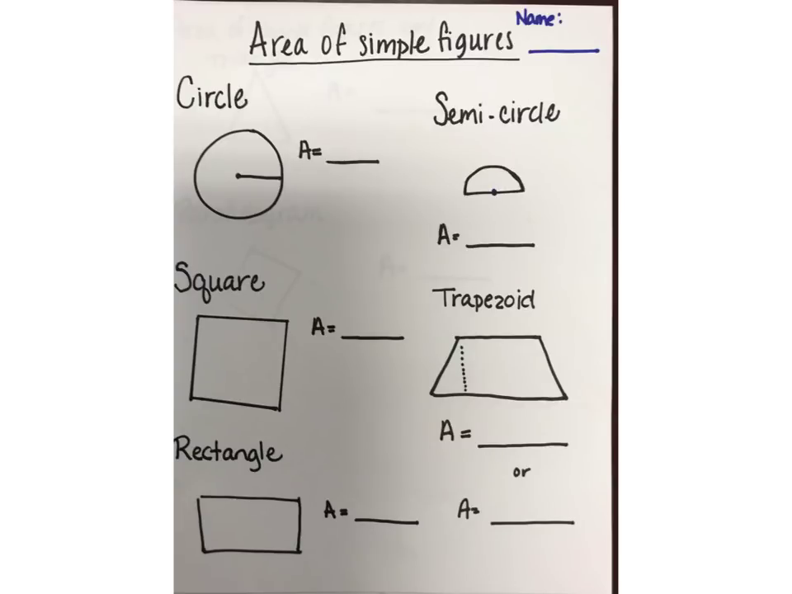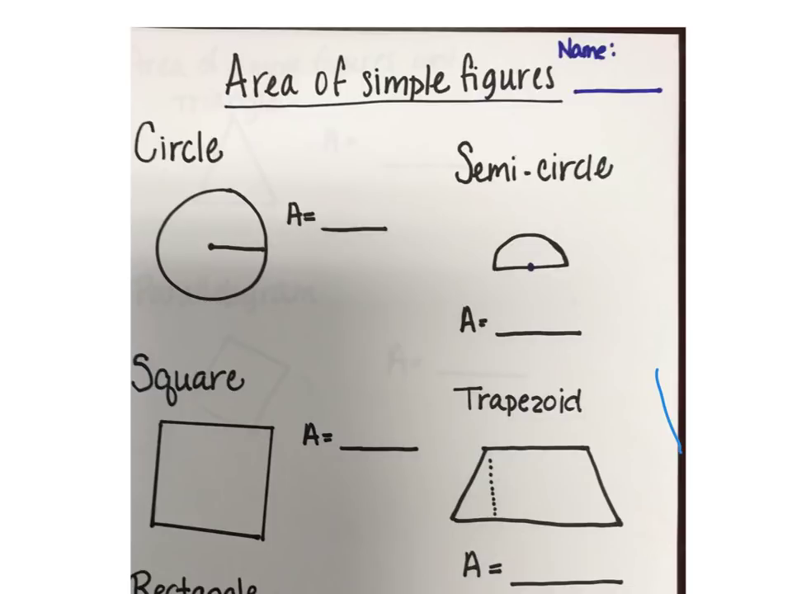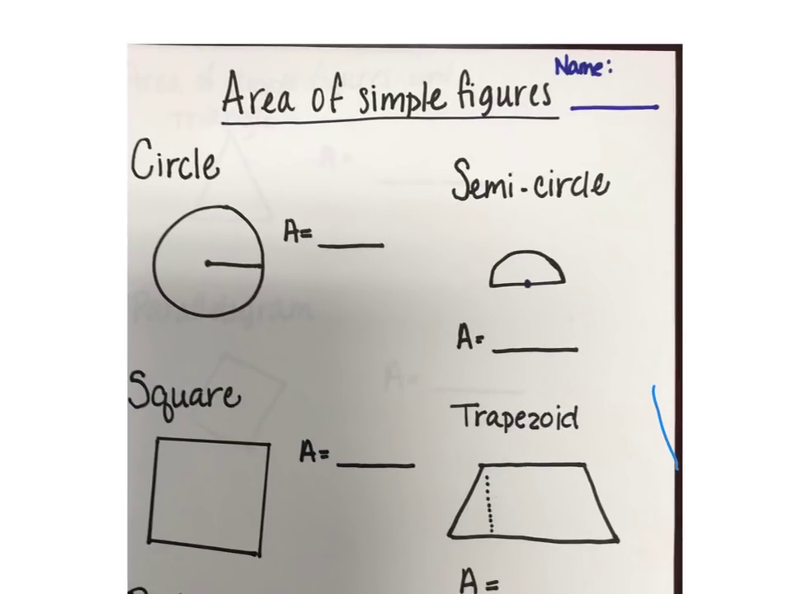Okay, we're talking about area of simple figures today. So I have some shapes here on this page that I drew. I want you to look through them, and you should recognize most or all of them. But we've just been talking about circles in particular. So our circle formula is area equals pi r squared.